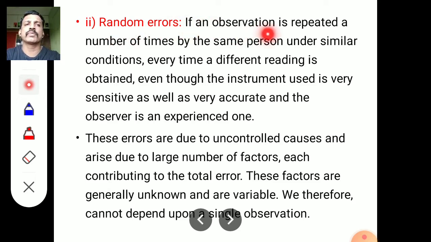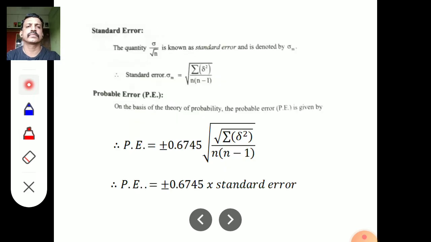Random error: if the observation is repeated a number of times by the same person under similar conditions, each time a different reading is obtained, even though the instrument used is very sensitive and very accurate, and the observer is experienced. These errors are due to uncontrolled causes and arise due to a large number of factors which contribute to the total error. These factors are generally unknown and variable. We therefore cannot depend upon single observations.